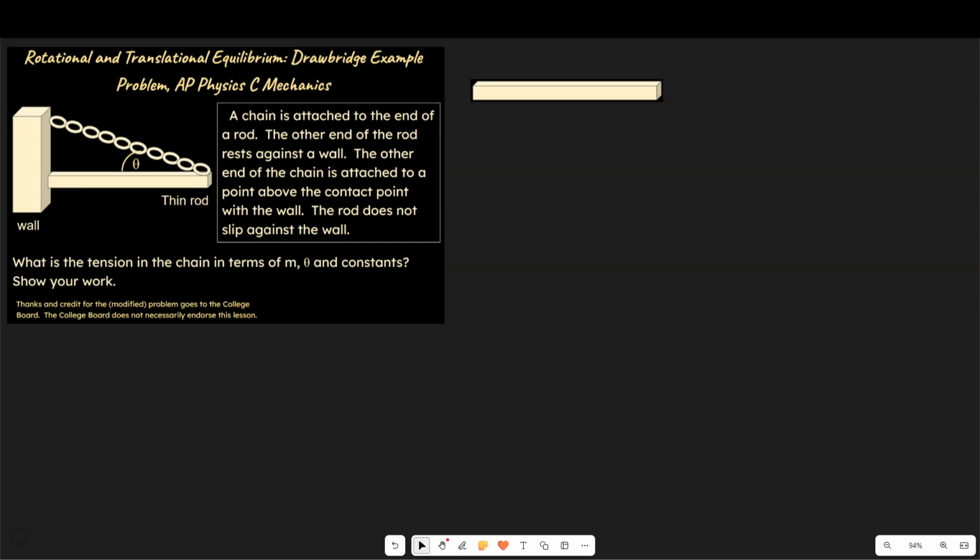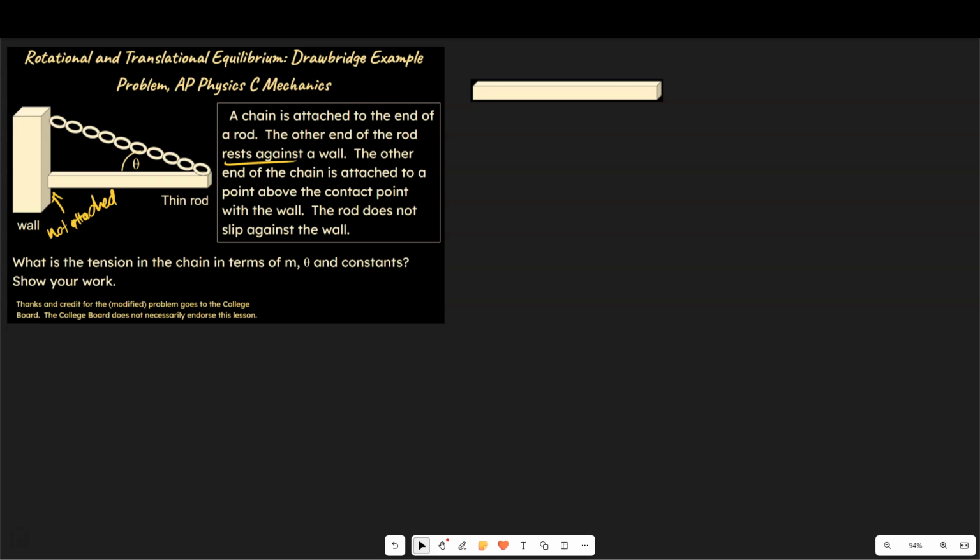So first of all, the problem says there is a chain that is attached to the end of a rod. The other end of the rod rests against a wall. So it rests against a wall. That's important. This is effectively not attached. So it's not attached right here, but there are forces that are holding it in place. So we'll be talking about those forces and thinking through how to think through this problem here.